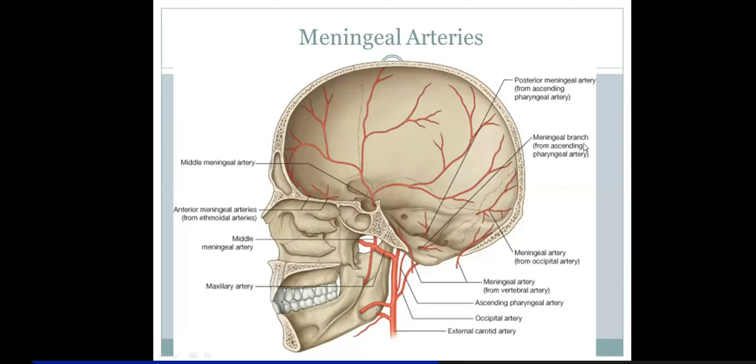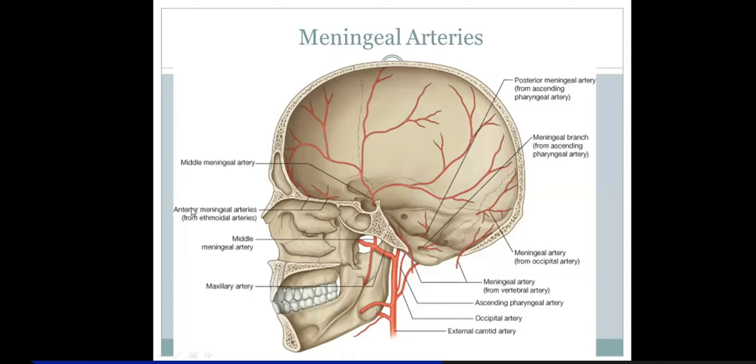Then you have the meningeal branch from the ascending pharyngeal artery. This enters into the skull through the anterior condylar canal. And the posterior meningeal branch from the ascending pharyngeal artery also enters into the skull through the anterior portion of the jugular foramen. Then the meningeal artery from the vertebral artery. I told you the vertebral artery enters the foramen magnum. Before that, it gives its meningeal branches, right? This also is there.